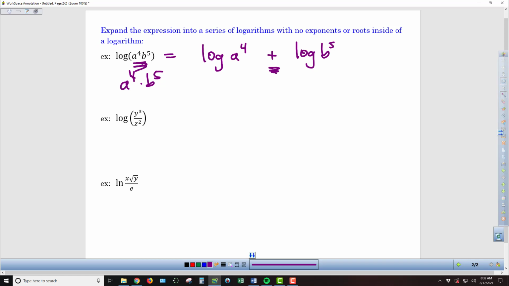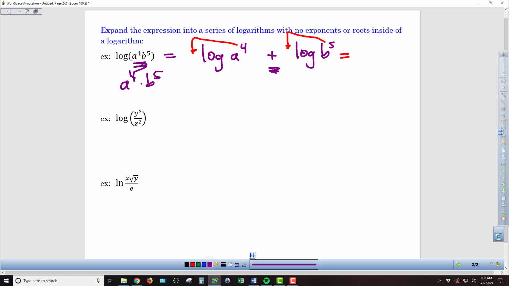And then I also have this exponent that's on the inside of each of these logarithms. A to the fourth, so using that log of powers, I can bring that to the front as a coefficient. And then the log of b to the fifth, I can bring that exponent to the front. So I can finish this off by rewriting it with those exponents out front as coefficients.